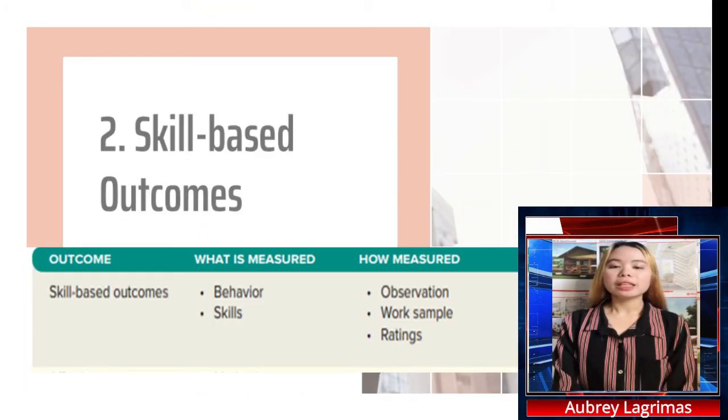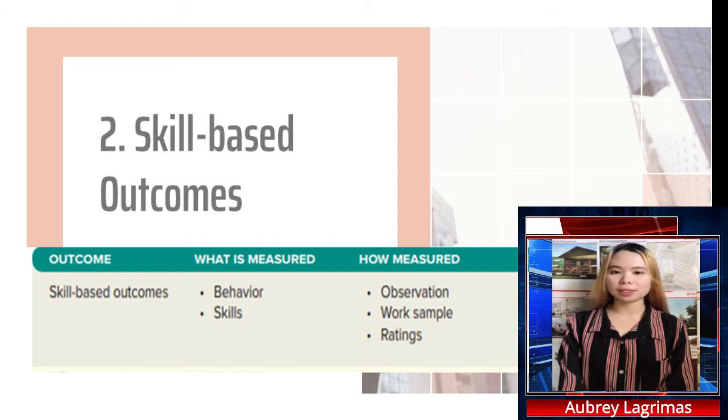Skill-based outcomes. The behavior, abilities, and different human skills are being measured and evaluated in this part. Skill-based outcomes are measured by observation, work samples, and ratings. Some of the examples are jigsaw use, listening skills, coaching skills, and airplane landings.